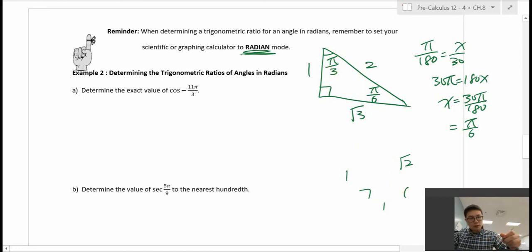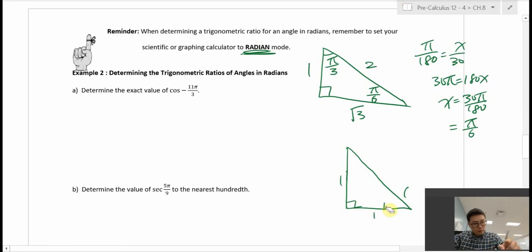Oops, what did I do? I guess now I need to redraw it. That's fine, not a big deal. 1, 1, root 2. This is now going to be pi over 4 and pi over 4.